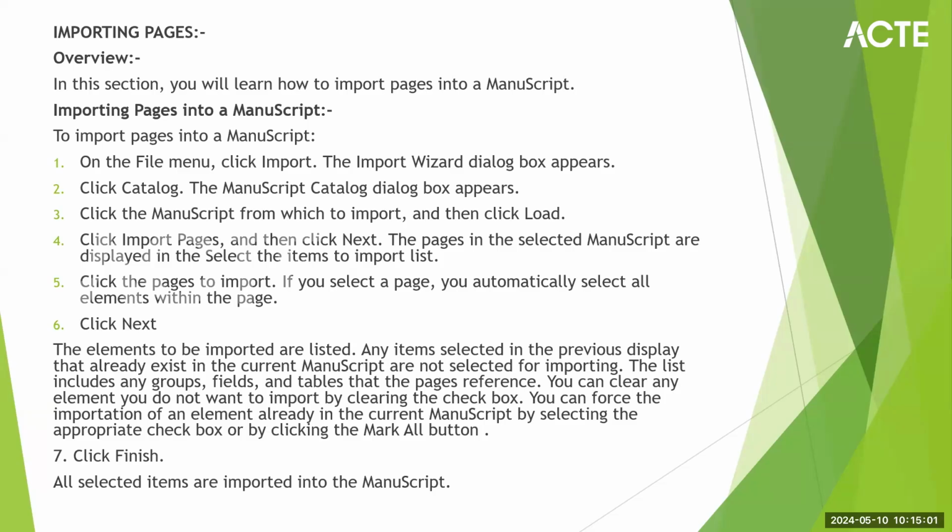The pages in the selected manuscript are displayed in the select item to import list. So click on the page to import. If you have any particular page in that manuscript you want to import, click that particular page itself. Or if you want all pages, you can click multiple pages to import. If you select a page, you will automatically select all elements within the page.